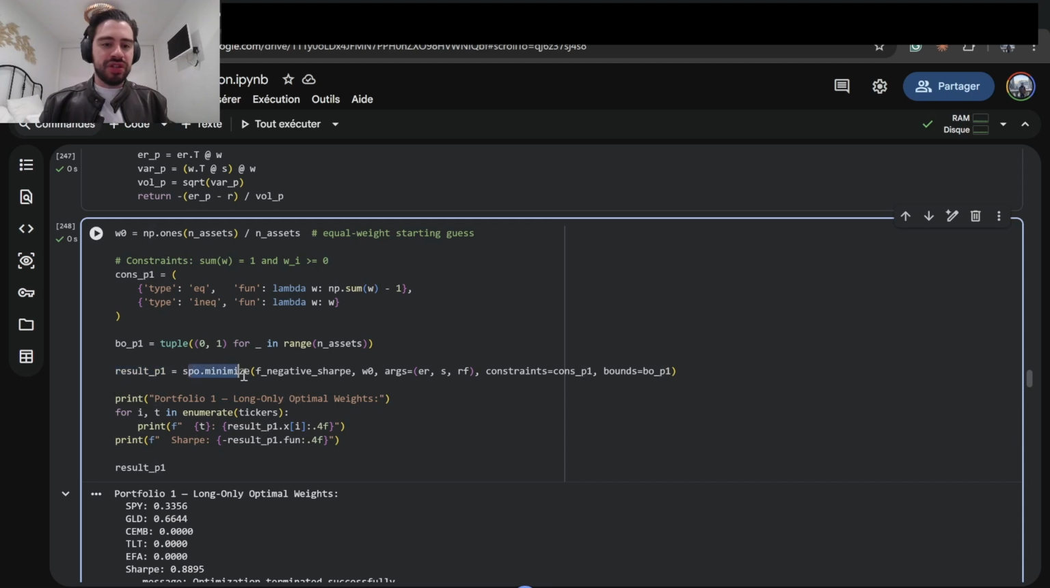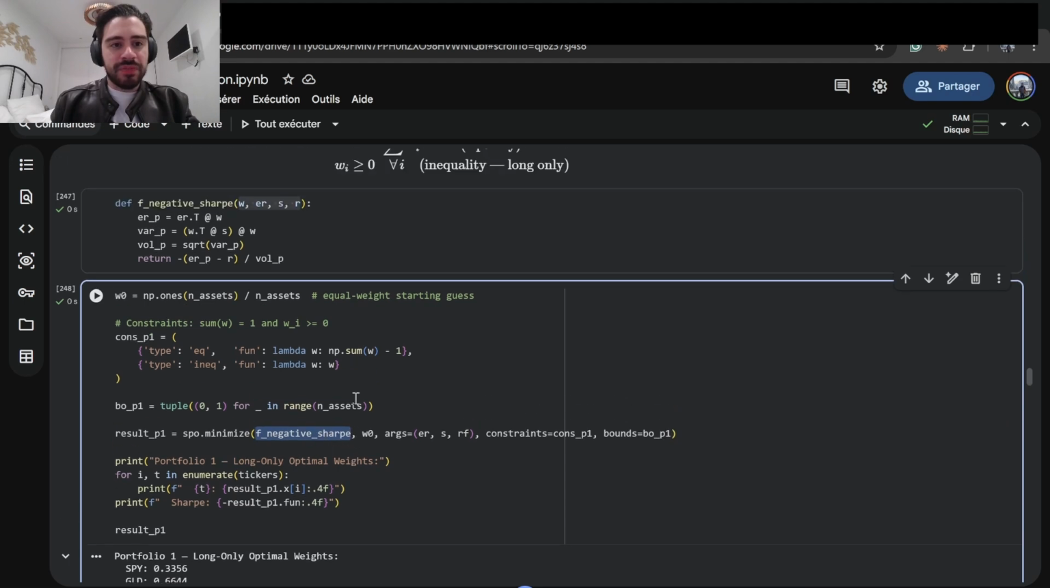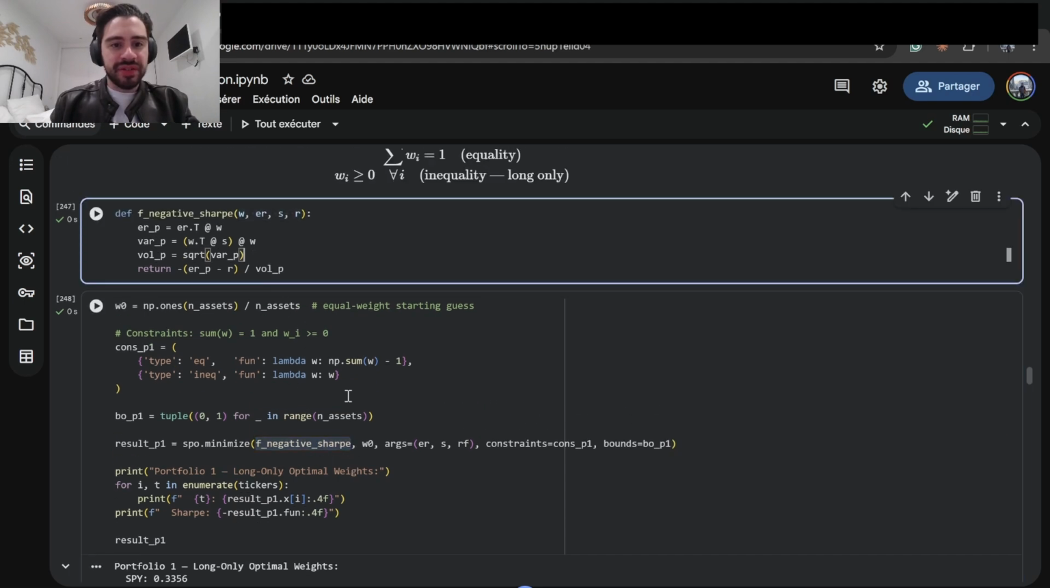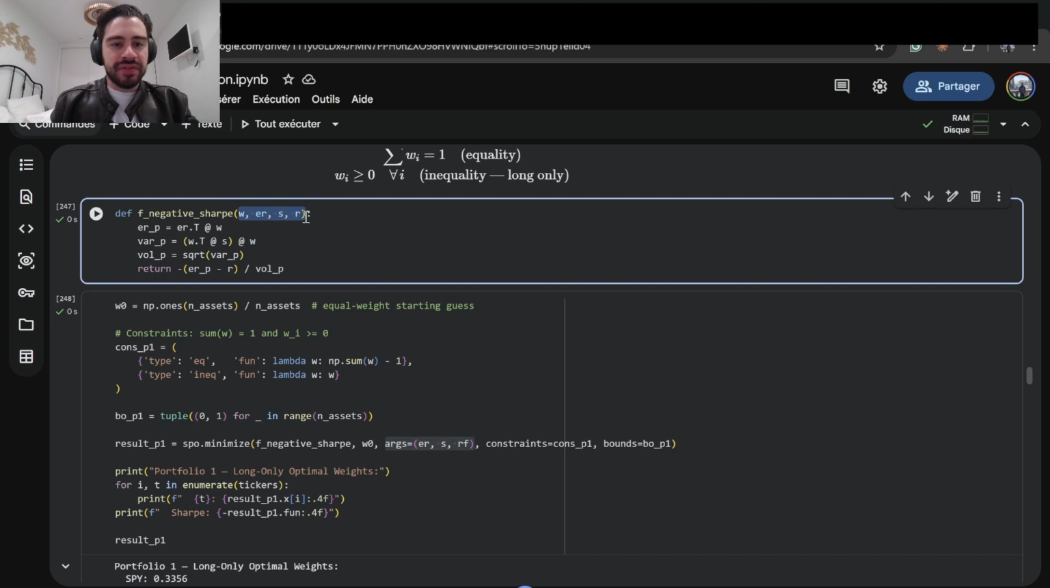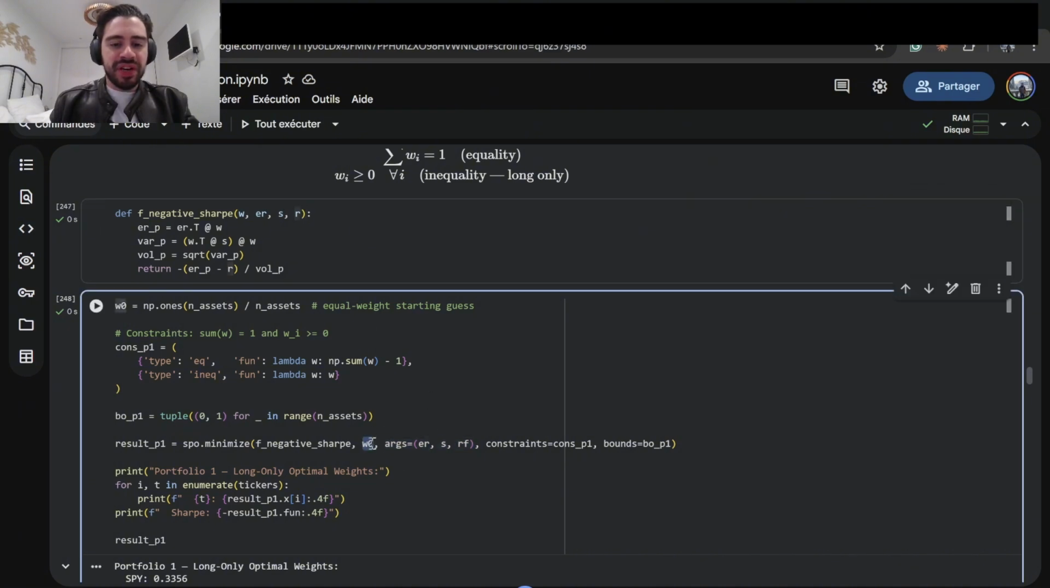You basically put this function here, SPO minimize, with the parameters. Which function do I want to minimize? I want to minimize the negative Sharpe function, which is the one we defined here. What arguments am I using? Those that I defined: the weights, the expected return, the covariance, and the risk-free rate. And what I'm going to receive is the weights as a result of this function.